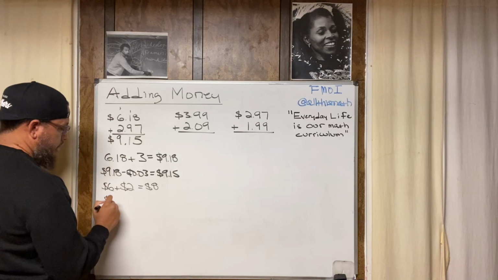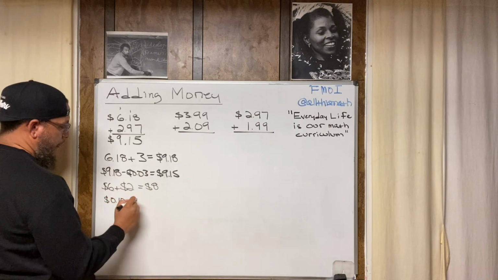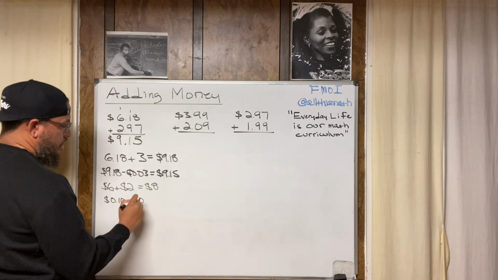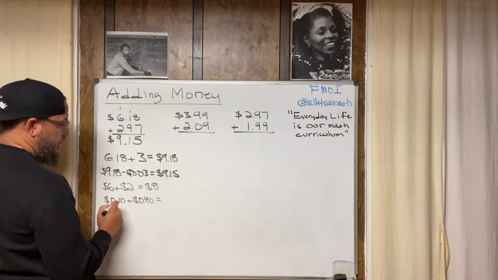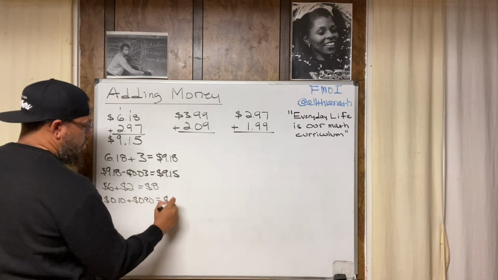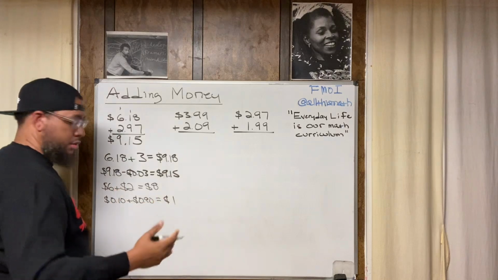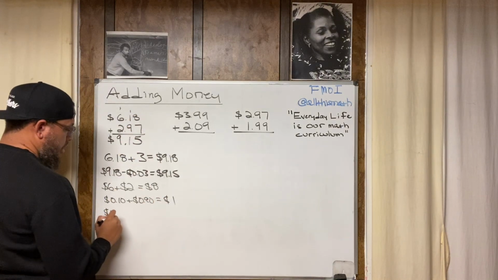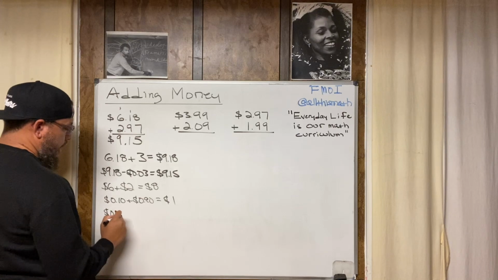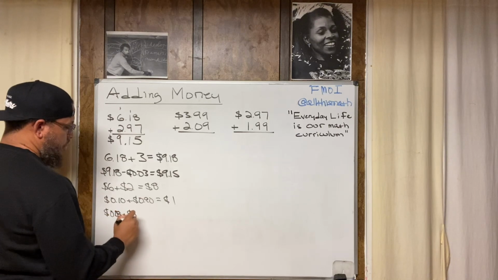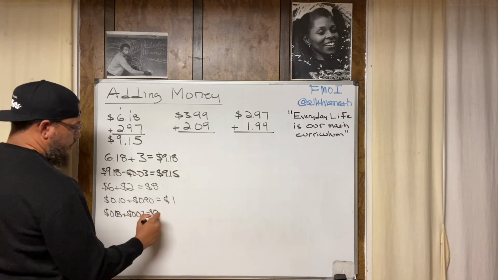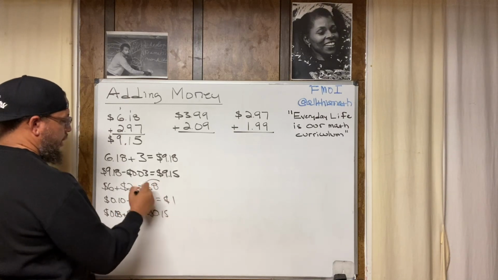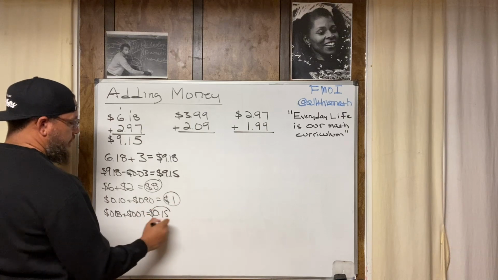So that's going to look like this. 10 cents plus 90 cents. What's 10 cents plus 90 cents? That's $1. All right, you gotta know how to count money. And then we got 8 cents and 7 cents. 0.08 plus 0.07. 8 plus 7 is 15. That's 15 cents. So we got $8, $1, and 15 cents.